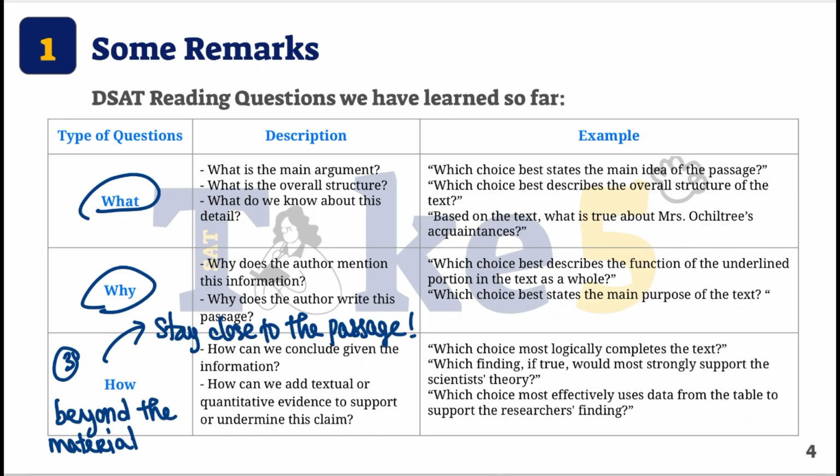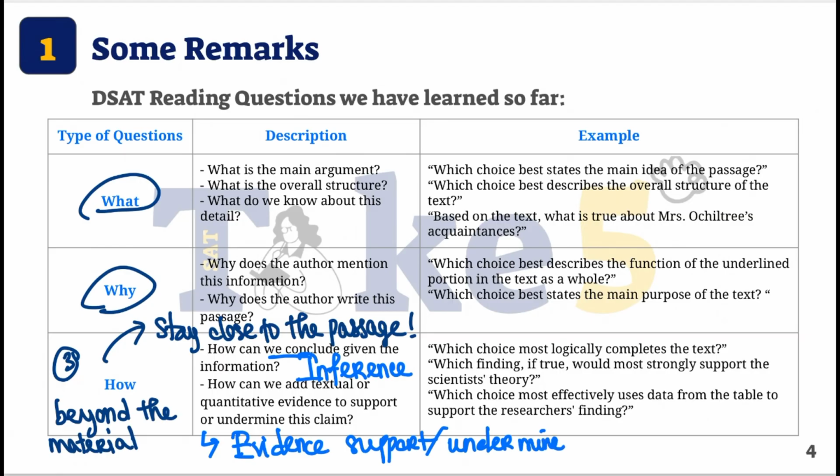You either are asked for inference, twist the wording carefully. Remember to watch for negatives and double negatives because your job is to find the conclusion that must be true based on what is written. The second type, you are asked to find evidence to support or undermine a claim. You need to know how to select the right textual evidence, like a finding or a quotation, or quantitative evidence by reading and extracting data from a chart or a table to back up or challenge a given claim.